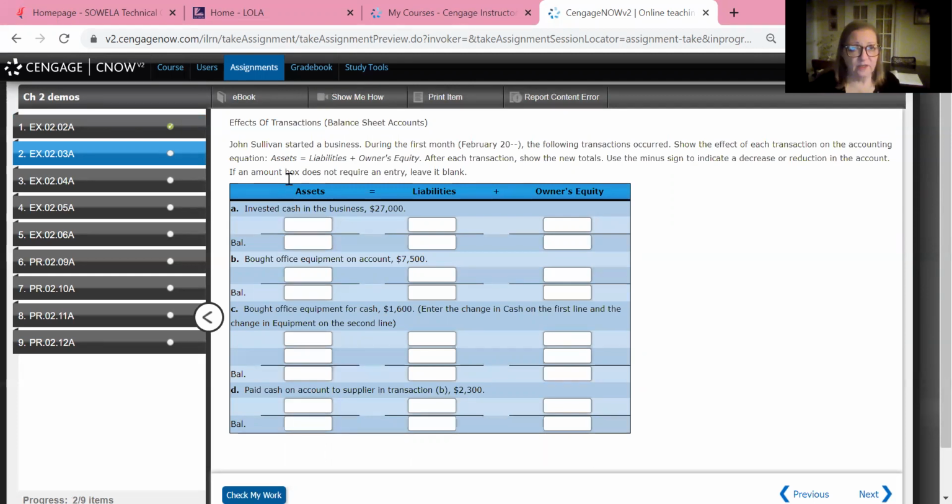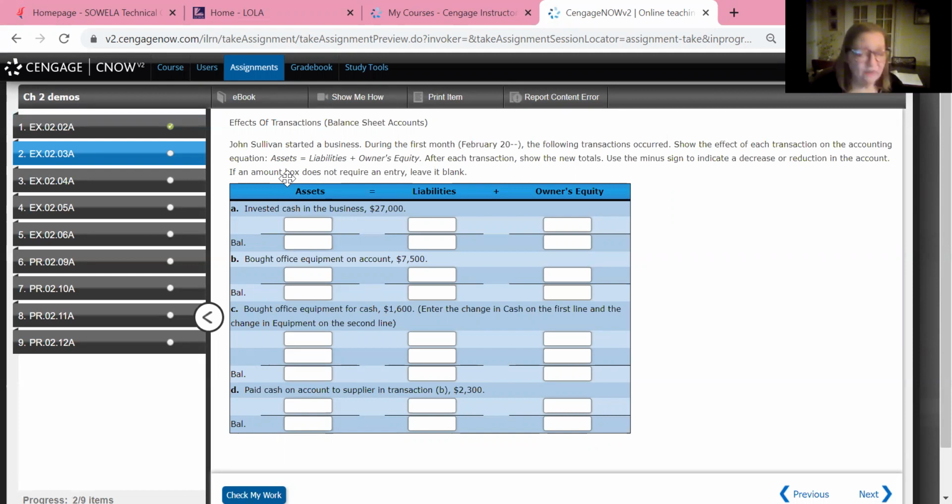If it increased assets, we're going to put the number under the assets as a positive. If it decreased assets, we'll put a negative in front of it. It says after the transaction, show the new totals. Use the minus sign to indicate the decrease or reduction, so not parentheses, a minus sign. If an amount box does not require an entry, just leave it blank.